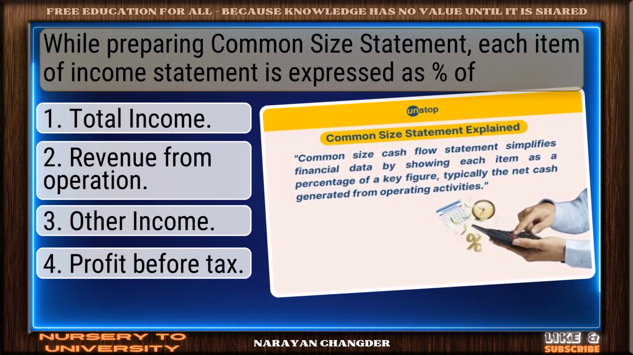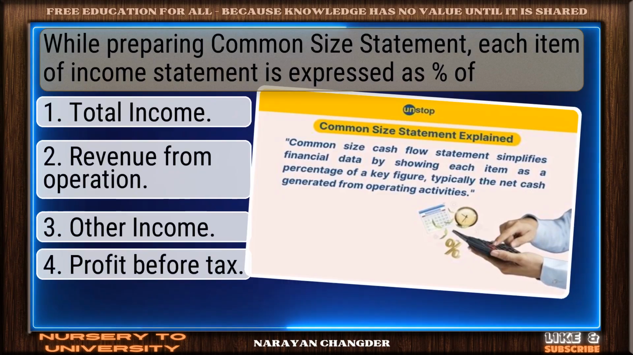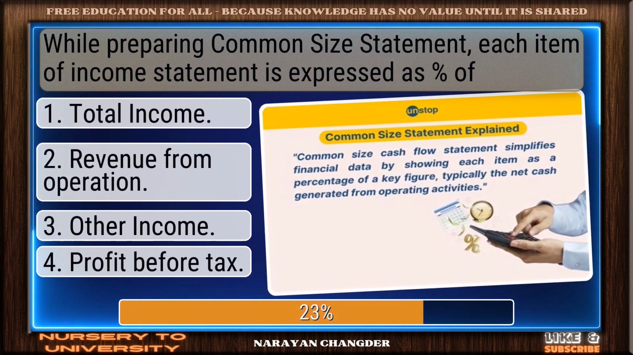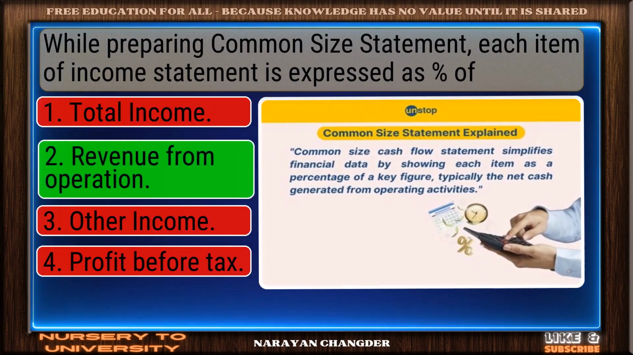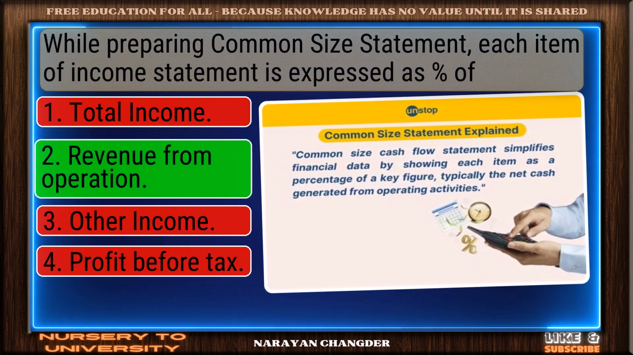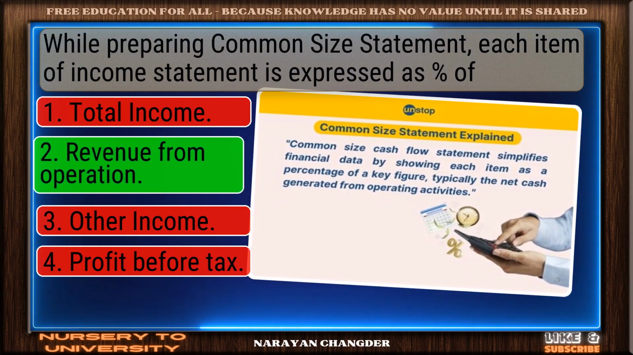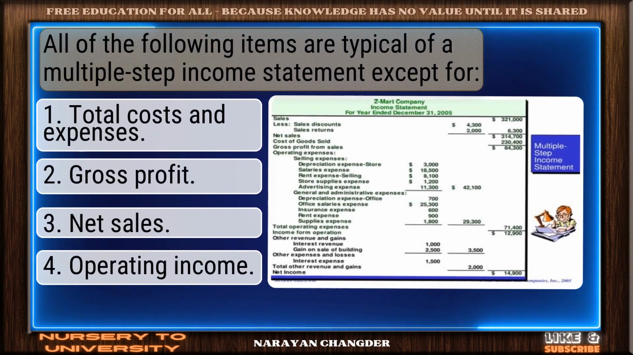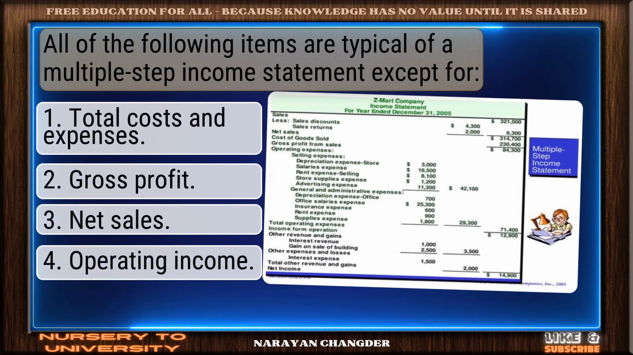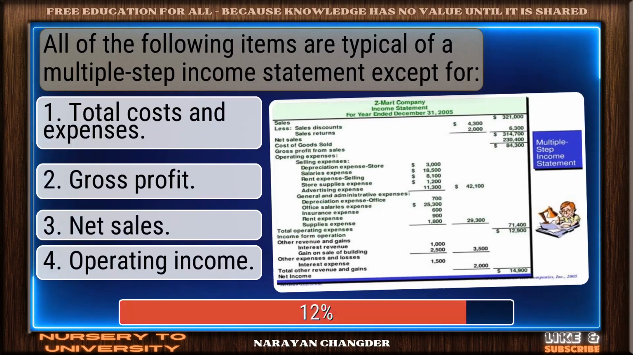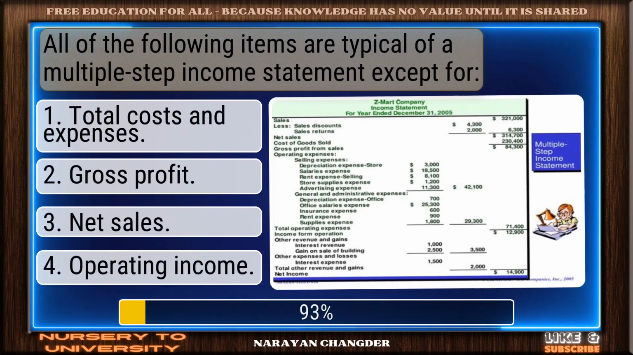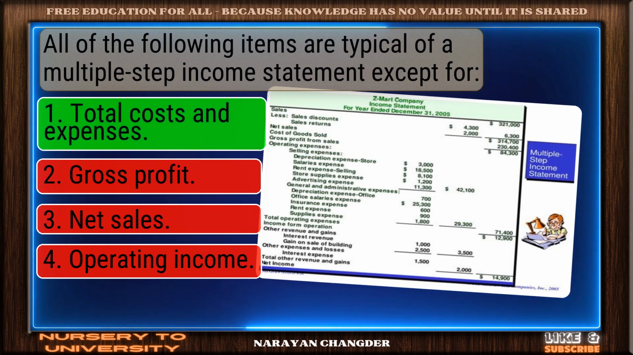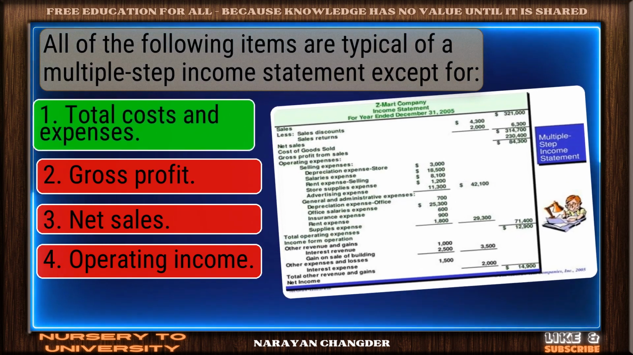While preparing common size statement, each item of income statement is expressed as percent of. Exactly. Revenue from operation makes sense and it is right choice. All of the following items are typical of a multiple-step income statement, except for. Excellent choice. Total costs and expenses is the right answer.